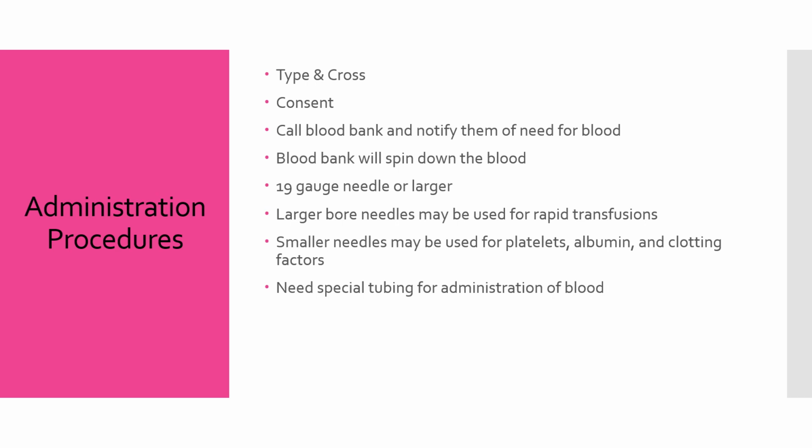When we're giving blood, we're going to start with first, you're going to get consent and you're going to get a type and cross match. Remember that type and cross match is checking the patient's blood type, and then the cross match compares it to the available units of blood in their blood type. The consent is that they're authorizing that it's okay for them to receive blood.